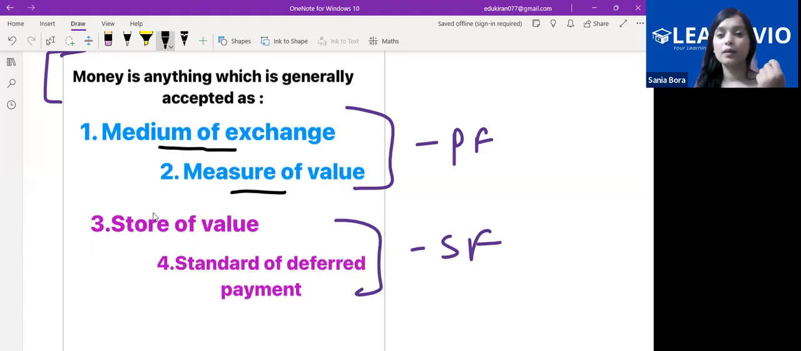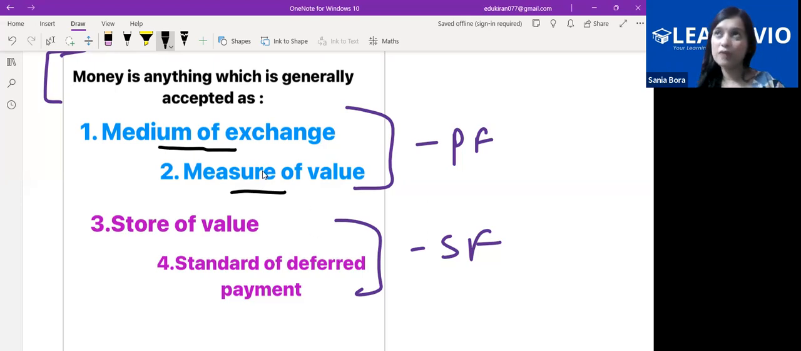And then the third one is store of value. You can even store the money. And then standard of deferred payment. Basically, in future, you are making the payment. Right now, don't feel like, oh my God, one by one, we will understand this.